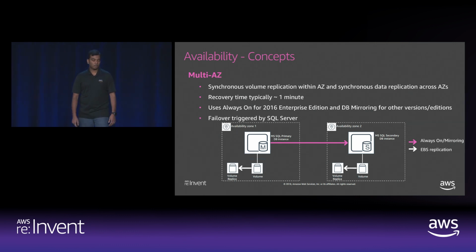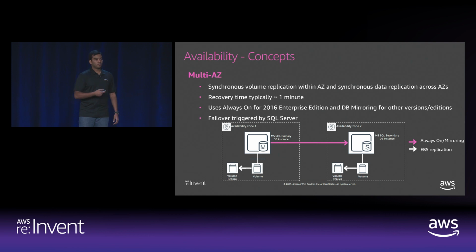So the multi-AZ deployment model, within a single AZ, is very similar to the previous one. We still have an EC2 instance. We still have the EBS volume that gets replicated. However, we also have physical replication between the two availability zones. Now, depending on the version and edition of SQL Server that you're running, that is going to change. So for 2016 Enterprise Edition, and very soon for 2017 Enterprise Edition, the physical replication is going to be done via Always On. For any other version and edition, it's going to be database mirroring. So with multi-AZ deployments, we set up synchronous replication, and we set up SQL Server for automatic failover.